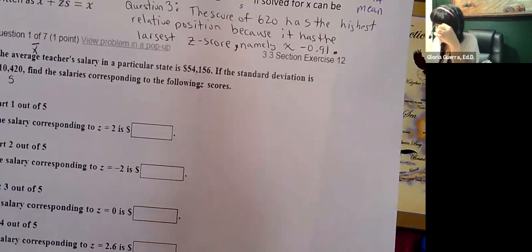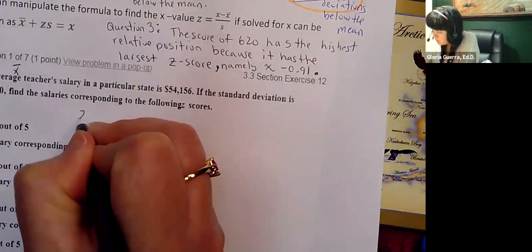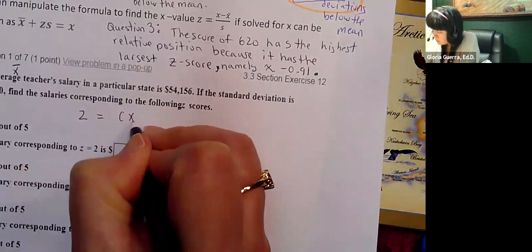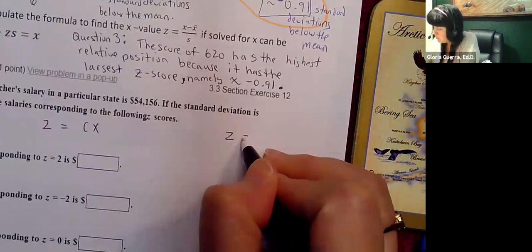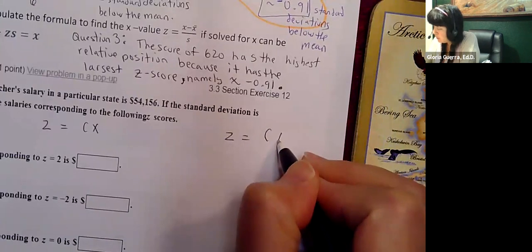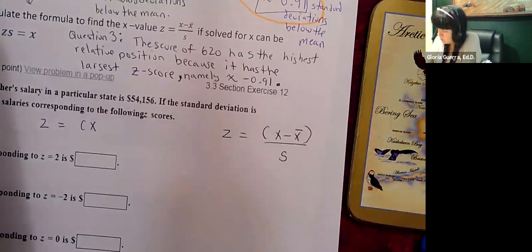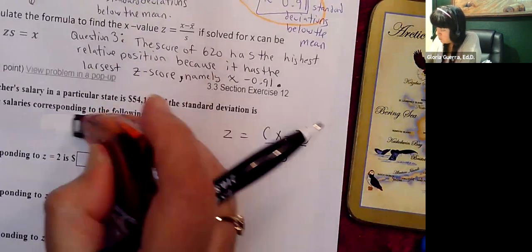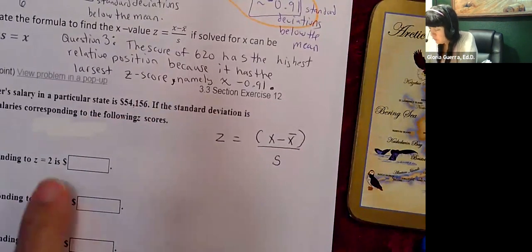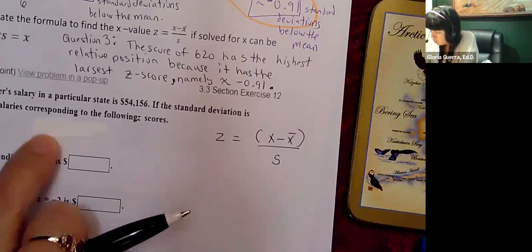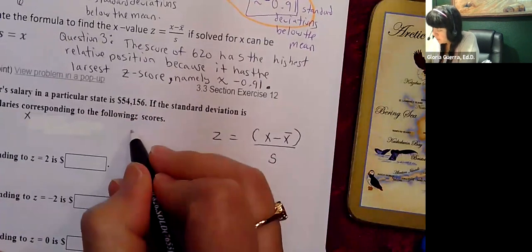So then actually, you have your formula. Let me write it over here. Z is equal to parenthesis X minus X bar, divided by S, right? So you see, when you're trying to find the salaries, you're trying to find X here. You're trying to solve this for X.